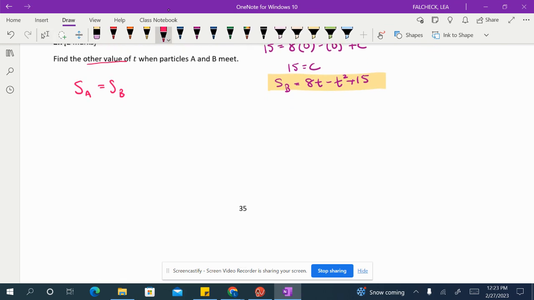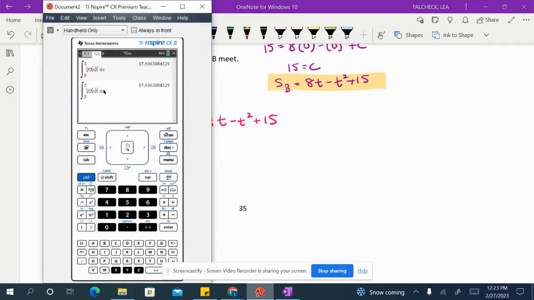So let's go ahead and put in S sub A. That was 15 minus t minus 6t cubed e to the negative 0.8t, and let's set it equal to the position function that we just found above. Okay, obviously this is an algebraic nightmare, so let's go to our calculator. We don't need this derivative anymore, do we? Nope. Okay, so I'm going to delete it.